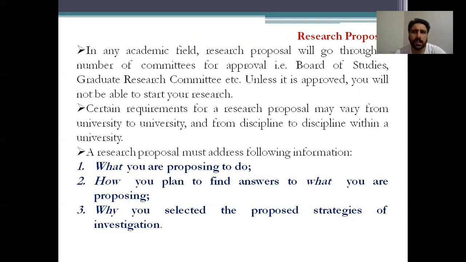In any academic field, a research proposal will go through a number of committees for approval. For example, in our university, Ahmedabad University of Science and Technology, we have internal bodies, the Board of Studies and the Graduate Research Committee, GRC. After the completion of his coursework, a student has to prepare a research proposal, the guidelines of which are provided by the institute, and based upon those guidelines the student submits his research proposal or research synopsis. I'm talking about the MPhil students. After that, the students have to defend the synopsis as well, along with the supervisor.